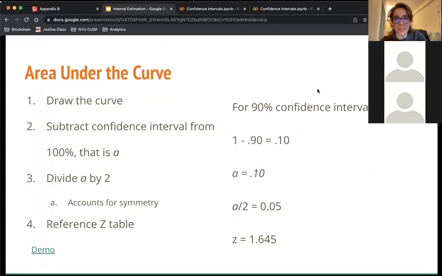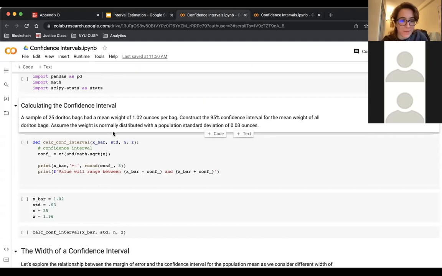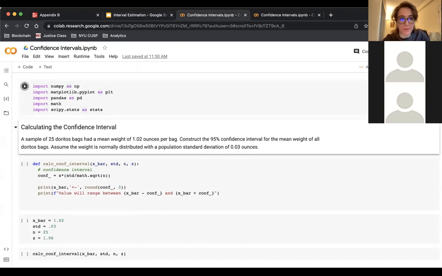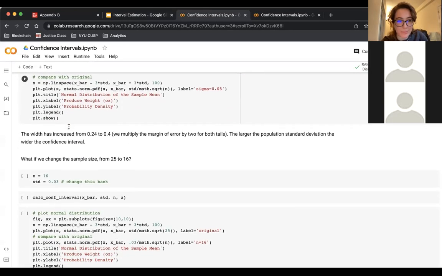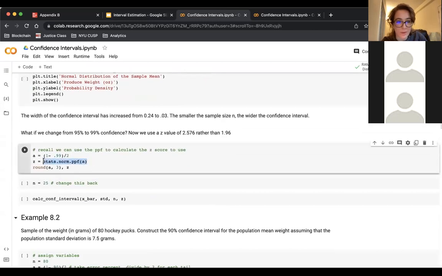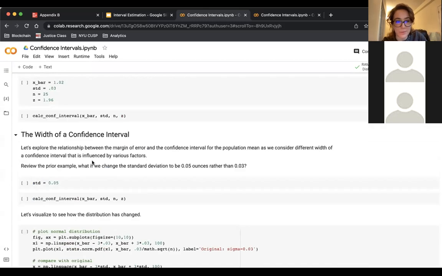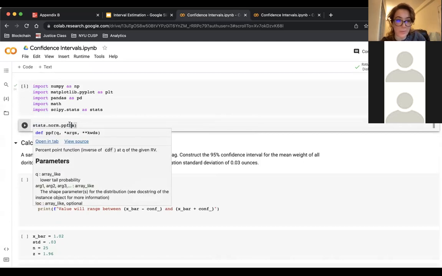Let me show you again in Python how we would do this, because this was that inverse format. Let me grab that, because it's this PPF. It's this one right here. So I will bring that up here because that gets us that exact Z value. Using the stats package and the normal distribution, this PPF stands for, I believe, the percent point function.